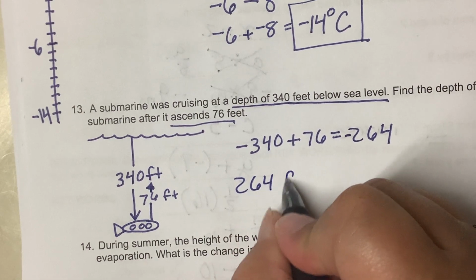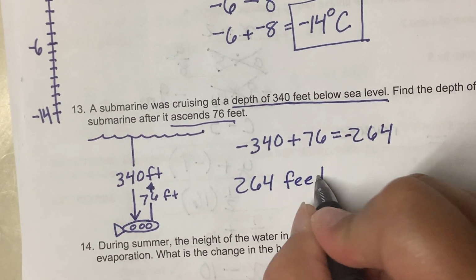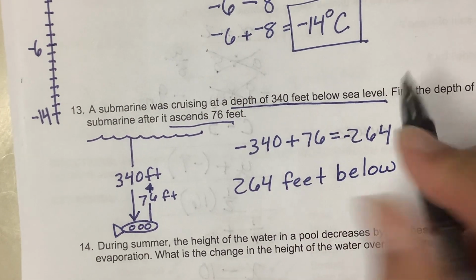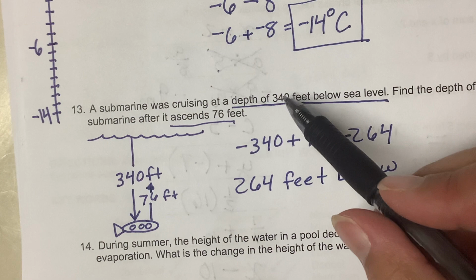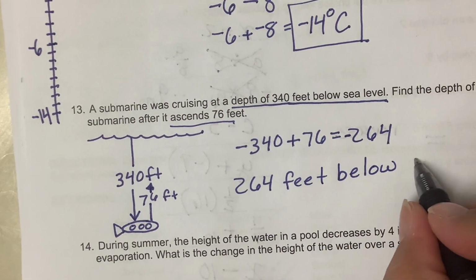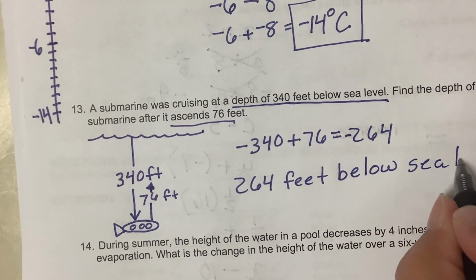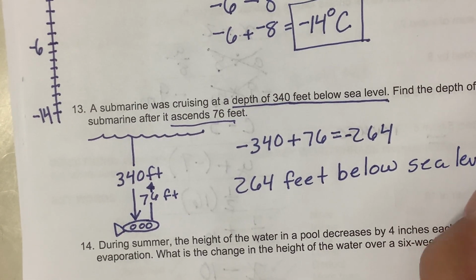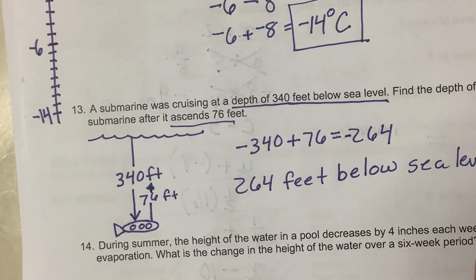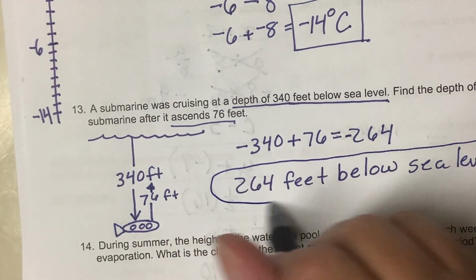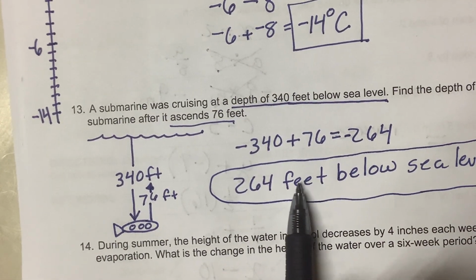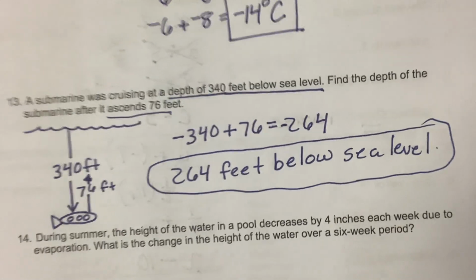264 feet below sea level, I'm not going to use the negative sign. Why? Because there's no negative sign here. I'm not going to put a negative sign here because below sea level is negative. It's implied. Okay, so find the depth of the submarine, 264 feet below sea level. Make sure you have the unit feet. Don't forget that unit.